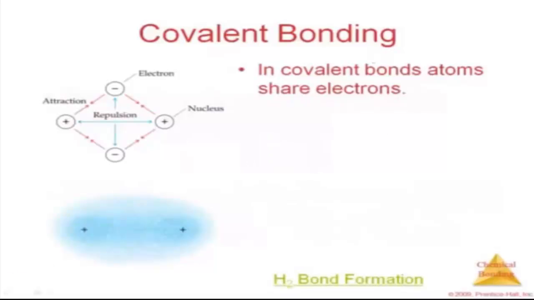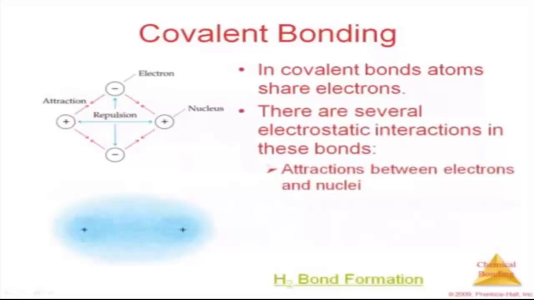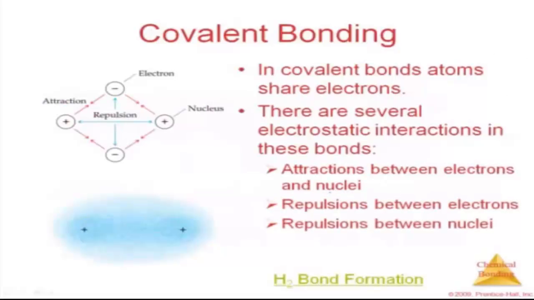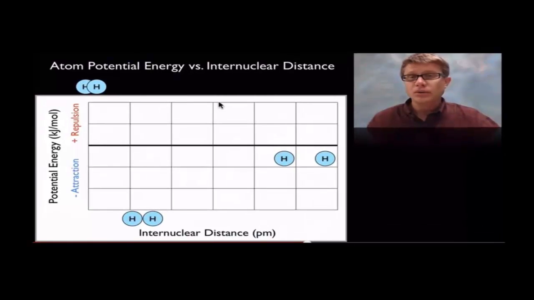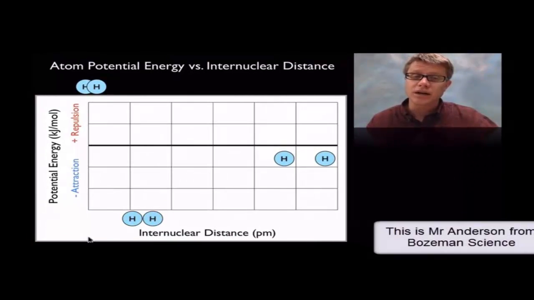Okay, so in covalent bonds, atoms share electrons, and there are several interactions. There are attractions between the electrons and the nucleus. There's repulsion between electrons, and there's repulsion between nuclei. Now we can study these using a graph like this, where we put potential energy on one side and internuclear distance on the other.